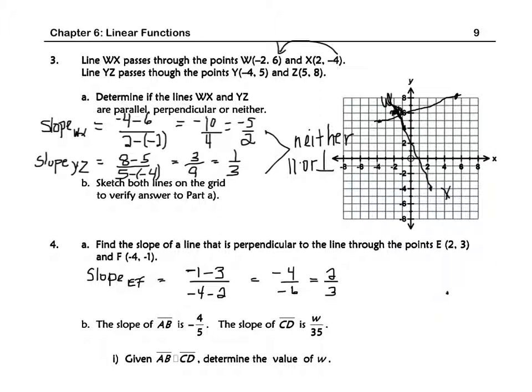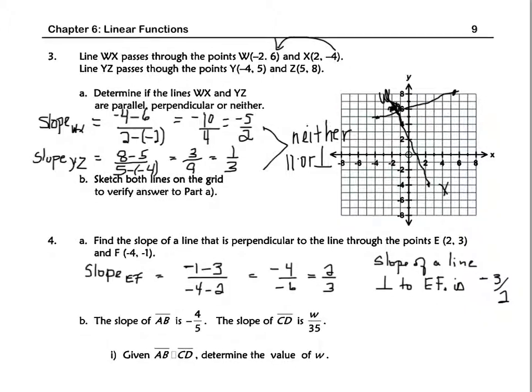So the slope of a line that's perpendicular to EF is going to be -3 over 2.